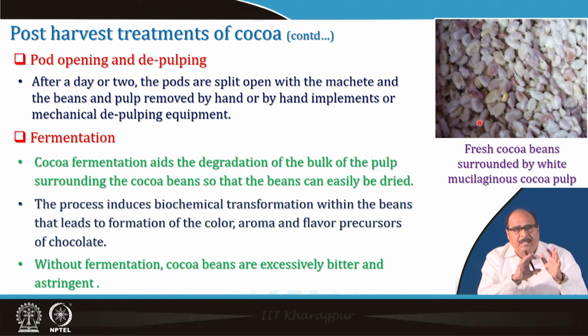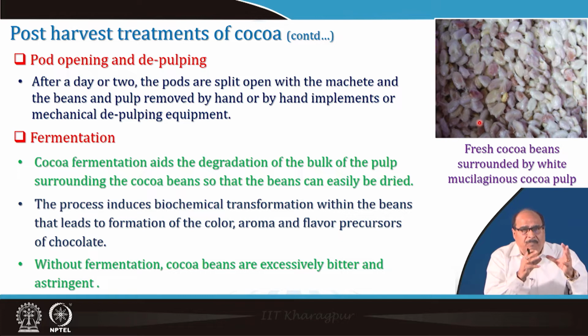After that the cocoa pods are opened and depulped. After a day or two the pods are split open with the help of a machete, and the beans and pulp are removed either by hand, by hand implements, or even by mechanical depulping equipment.